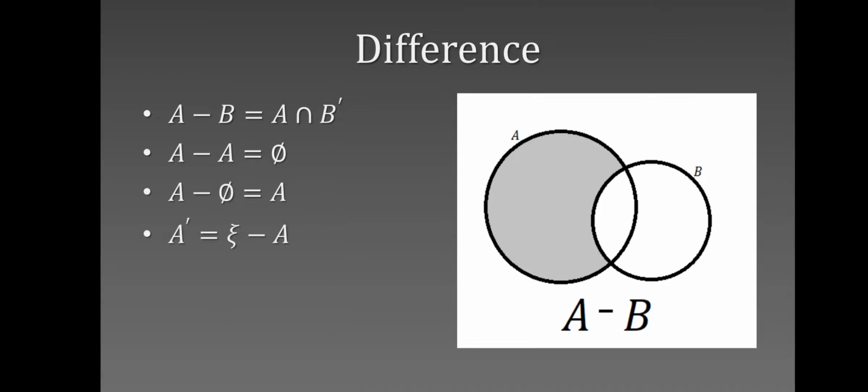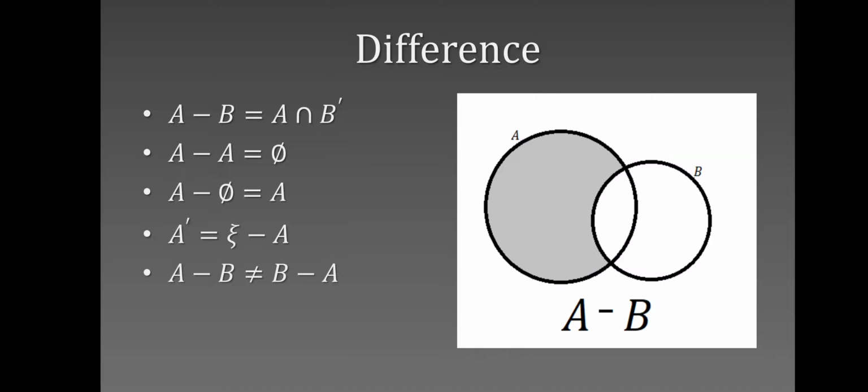Then A complement is equal to the universal set minus A. Pretty easy for us to see. Why? Because if I subtract the set A out of the universal set, then whatever is left is actually the A complement.